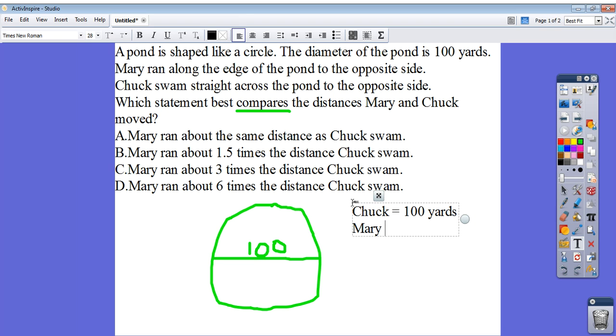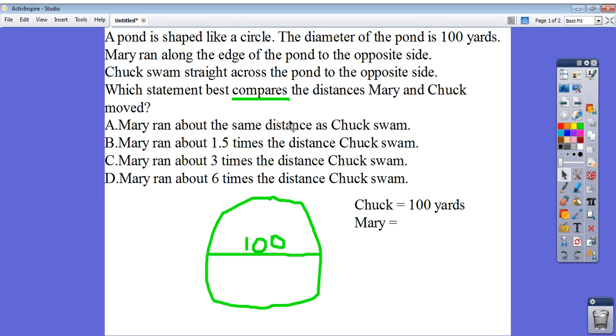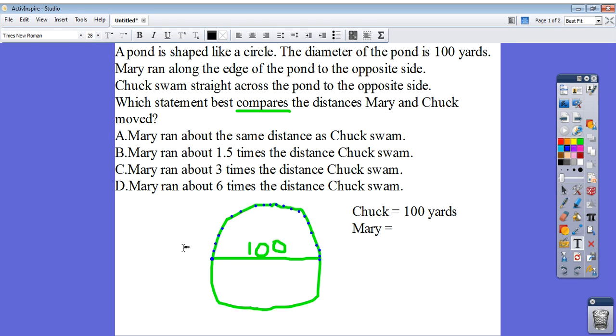But now I need to figure out Mary. In the problem, it says that Mary ran along the edge of the pond to the opposite side. So what I can assume here is that Mary started here and she ran all the way around the edge until she got to the opposite, which means directly across from where she started. I just went halfway around my circle. The outside outline of a circle, or the distance around the circle, is called the circumference. So I need to figure out how far it would be to run all the way around the circle.